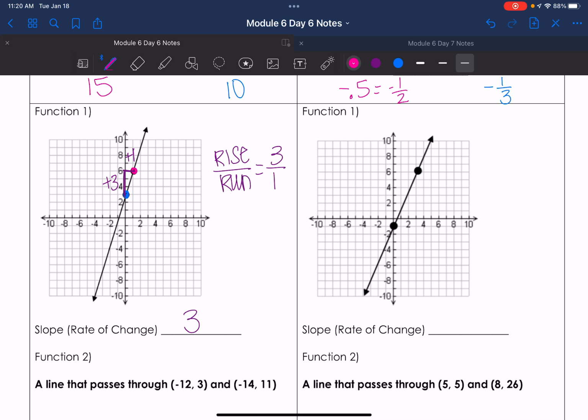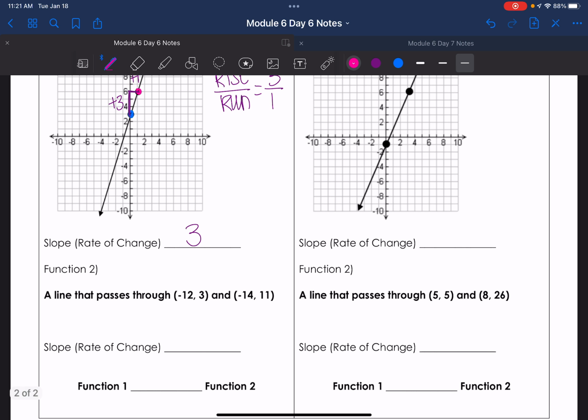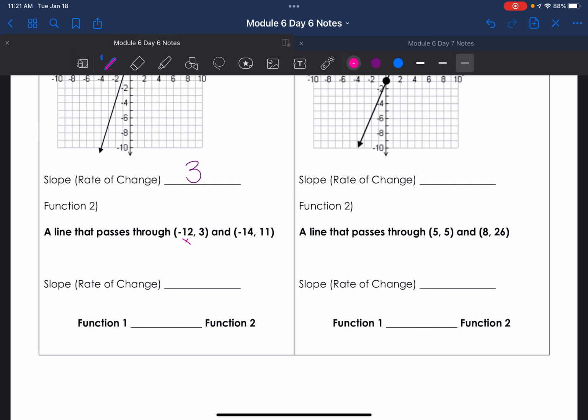Then I move on to my function number 2. So this is giving me 2 ordered pairs. So I've got x1, y1, because this is ordered pair number 1, and x2, y2, because this is ordered pair number 2. I'm going to use that slope formula of m equals y2 minus y1 over x2 minus x1. And again, I'm going to take all of that information that I just labeled and plug it in. So I've got 11 minus 3 over negative 14 minus, and then I've got this negative 12 here.